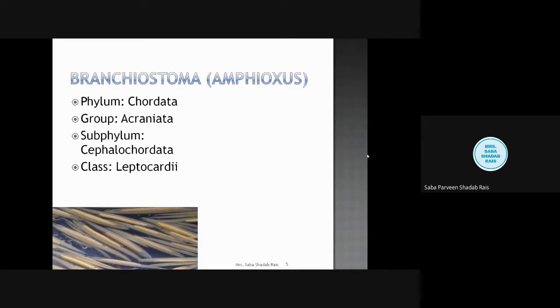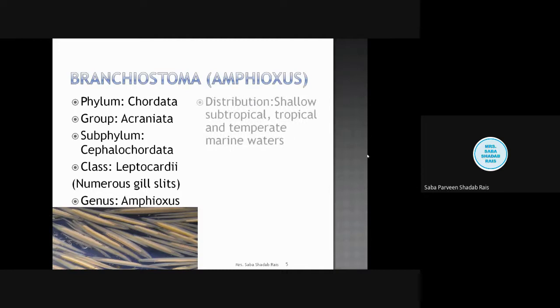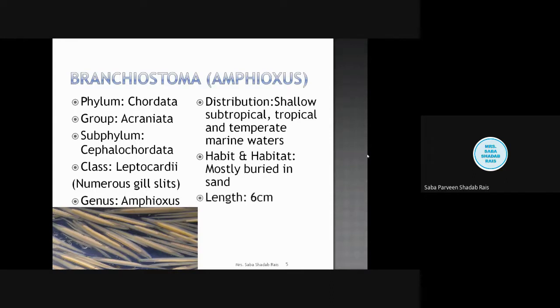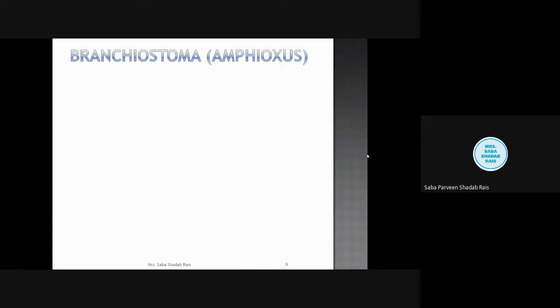That's why they are called Leptocardii. The best example is Amphioxus. Their distribution is shallow, subtropical waters. They are mostly found buried in the sand. Their body is approximately 6 centimeters long. When we talk about their color, they are whitish to creamy yellow with a pink tinge.